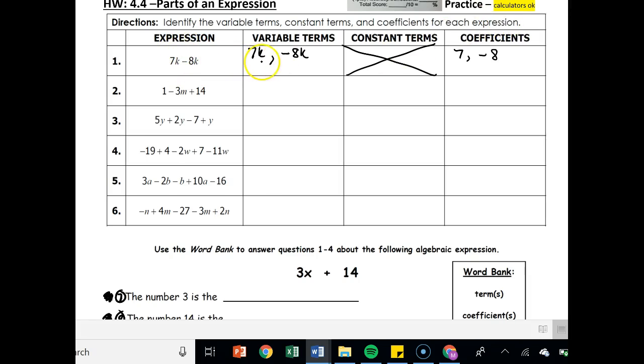So in number 1, I identified the variable terms, making sure that not only do I have 7k, I should have gone through and said, hey, plus negative, so I could say negative 8k, and then I said there are no constant terms, and I said the coefficients were 7 and negative 8.